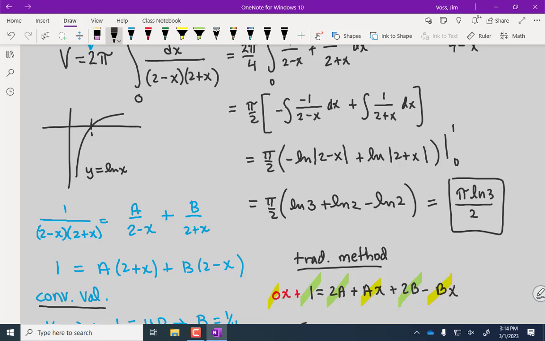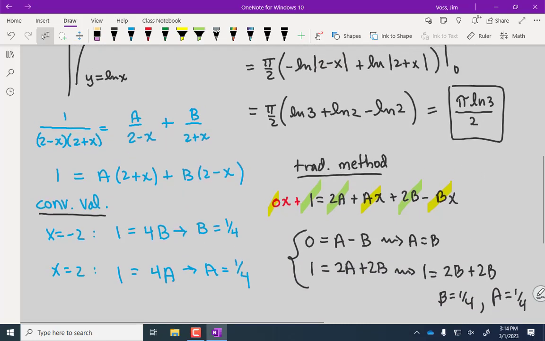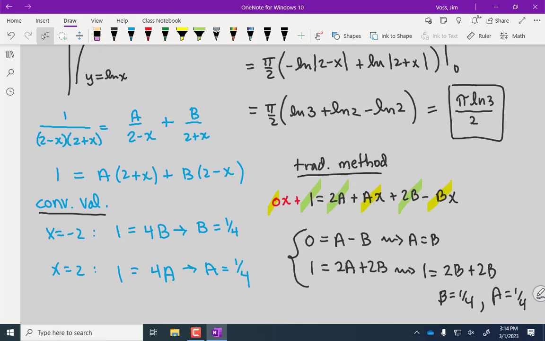I just want to look back at the traditional method, and I want to see how she solved it from there. You get 0. So this one are the yellows, and this one is the greens. Then how'd you get A equals B? Adding b to both sides of this equation, and then plug it into the second equation. Plug in a b right there, and then solve for b first, and then back substitute to get to a.